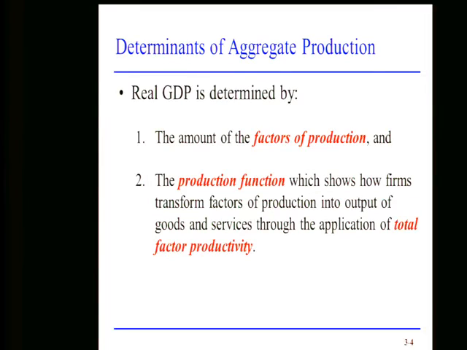So what we see when we look at this approach is that how much you can produce depends upon three different things. First, how many inputs do you have? Those inputs are what we call factors of production.